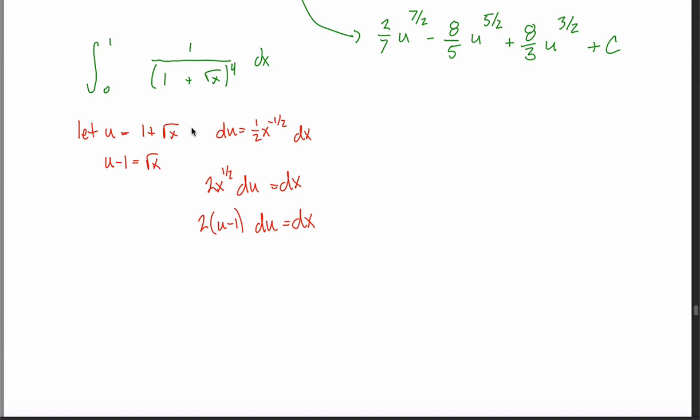If I use this line and this line to do my substitution, this integral becomes, let's see, my bounds of integration are zero and one, and be careful, those are x's. So I'm going to specify x equals 0 and x equals 1. And then instead of 1 over 1 plus the square root of x to the fourth, I'll say that 1 plus the square root of x is just u. So it's 1 over u to the fourth. And then instead of writing dx, I'll write 2 times u minus 1 du.